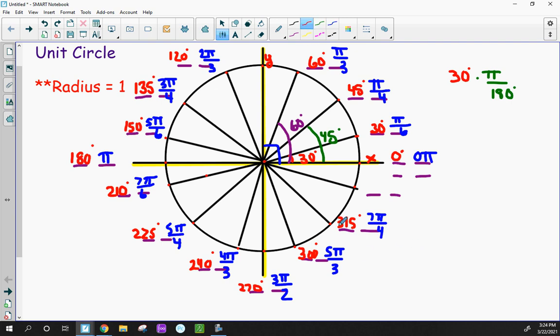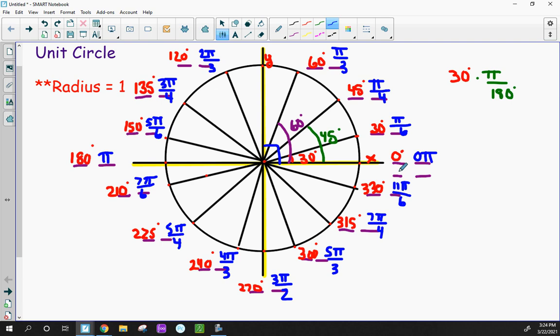Next, add 15 to 315, you get 330. 330 degrees in radian mode. Let's see. 11 pi over 6 is going to be that radian answer.